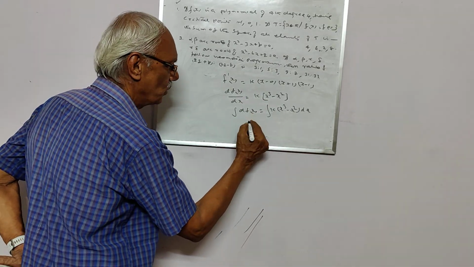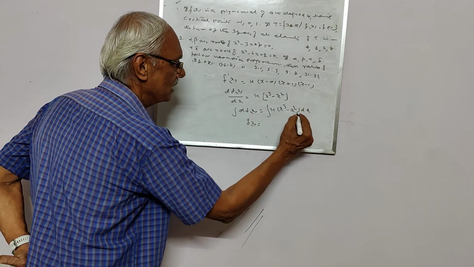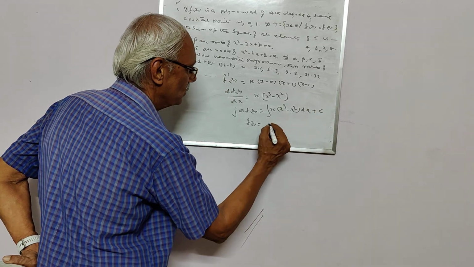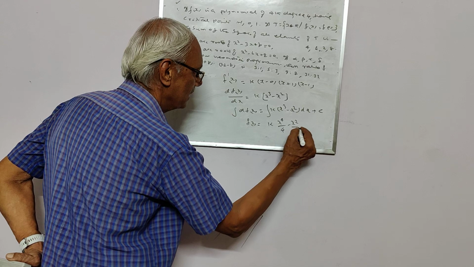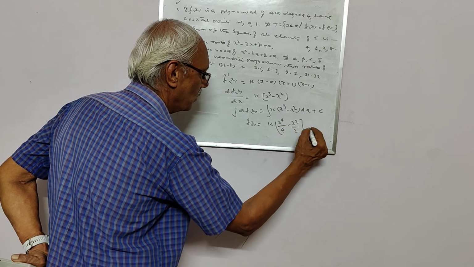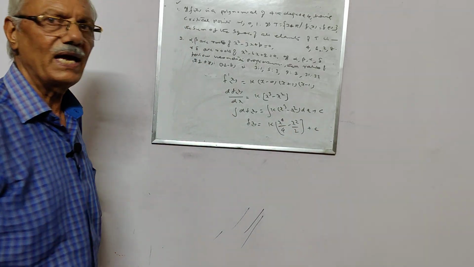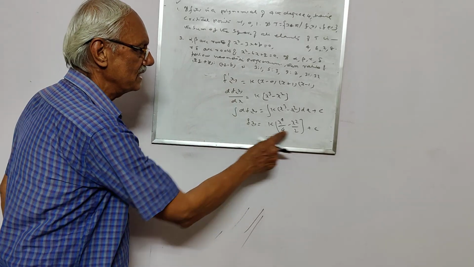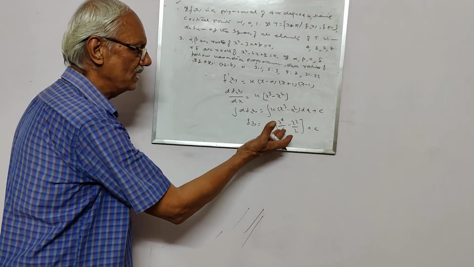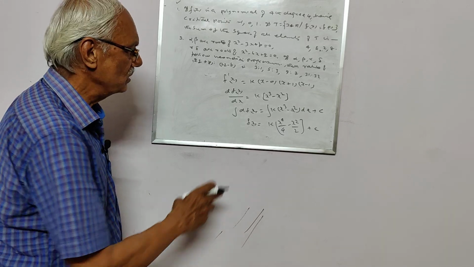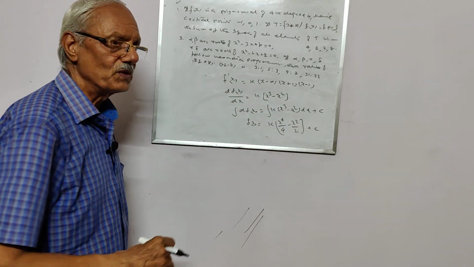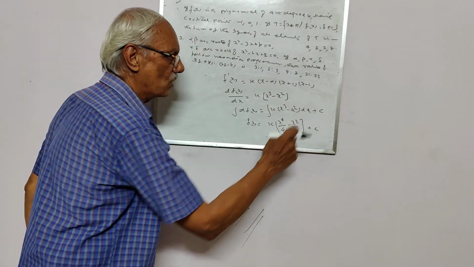d of f of x is what? It is your f of x. So plus a constant. So this will give you k into x to the power of 4 by 4 minus x squared by 2, and plus a constant. So this is what you will have as the answer. Now I am able to get the fourth degree expression here. So f of x is equal to this, and this you see is a constant.